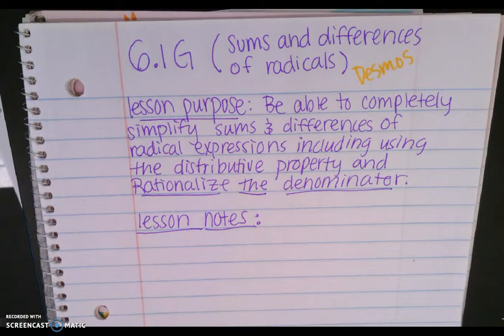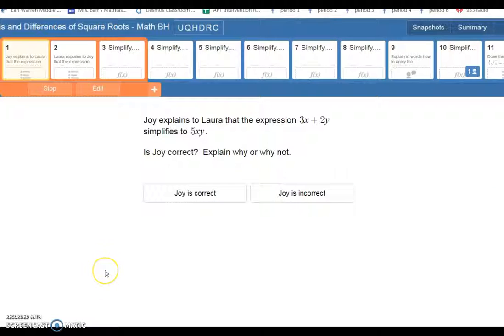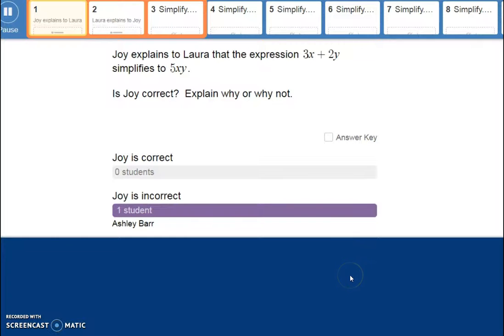So please log on to your Desmos lesson. And I want you to work on slides 1, 2, and 3 with your group. Pause the video for 2 minutes to allow students to finish slides 1, 2, and 3. Let's see how you did.